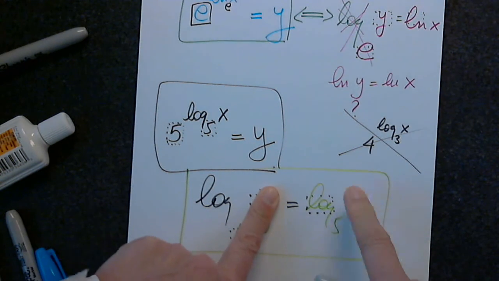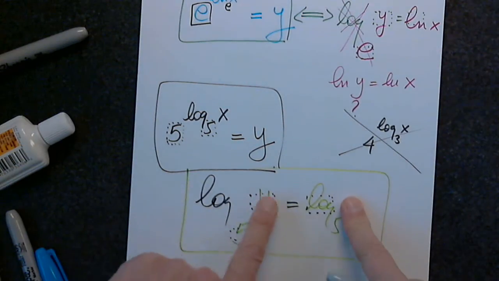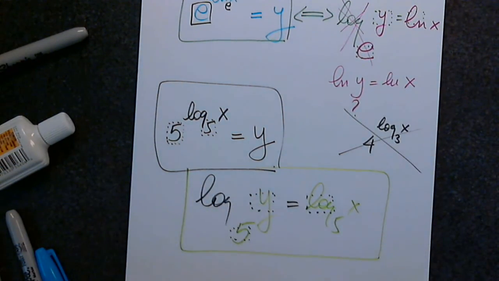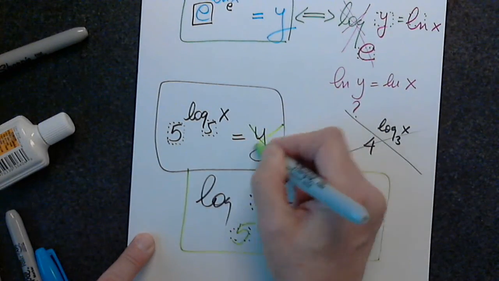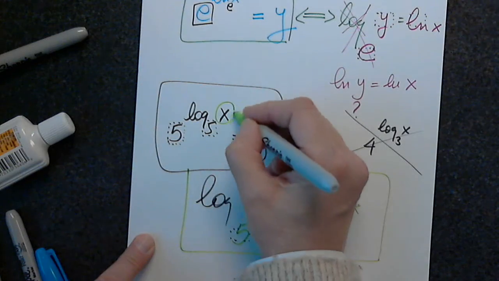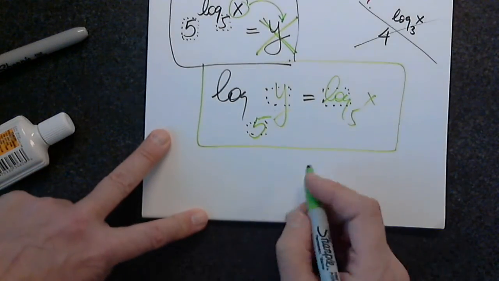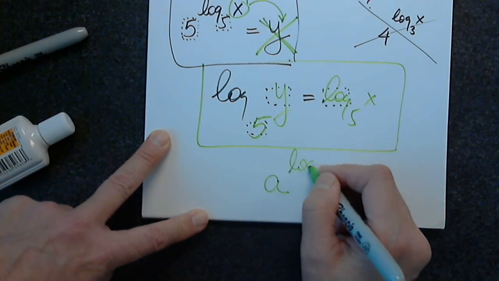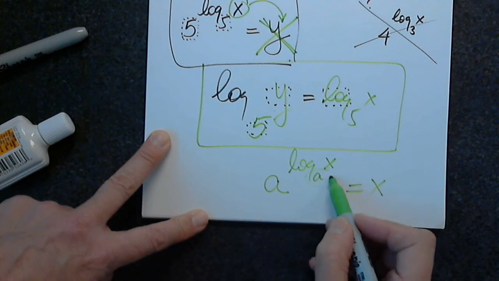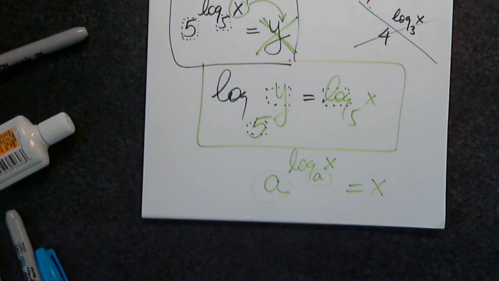You can plug in the calculator and put here 5 and put here 10. They're not going to be the same. Only if these two are the same, the two logs are the same. Therefore, I know that this is x. So this is the property: a raised to log base a of x equals x. Remember, this and this must be identical for the property to be applicable.